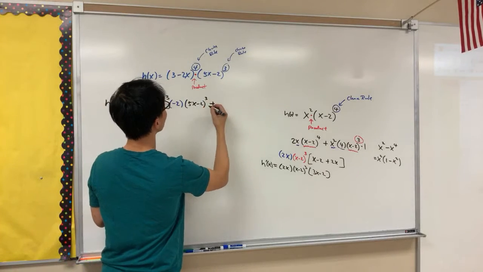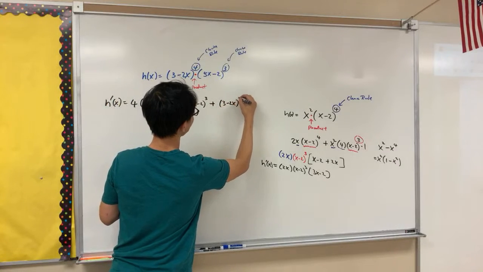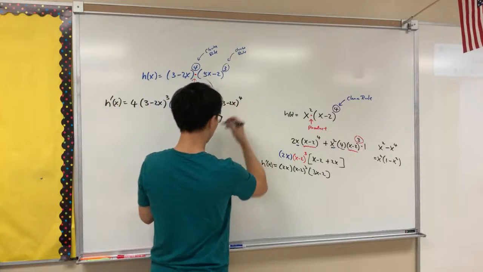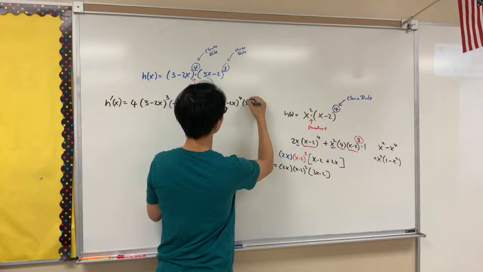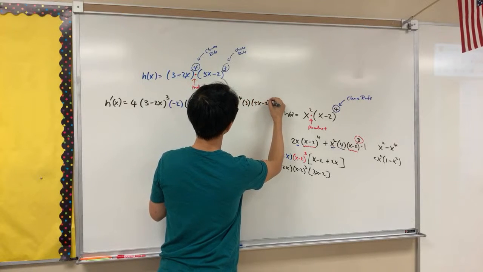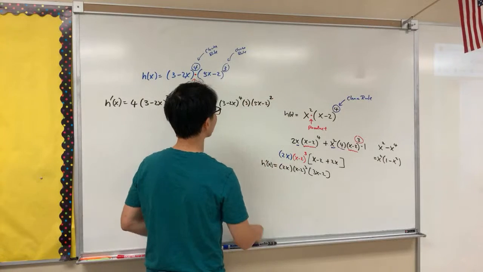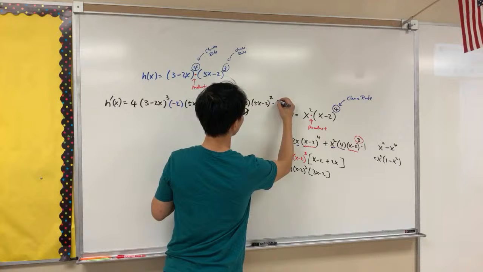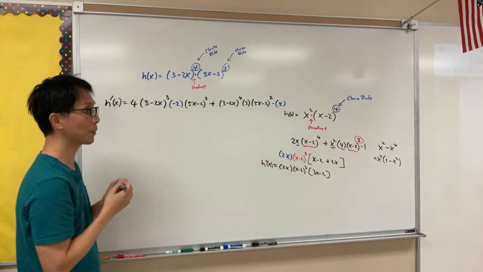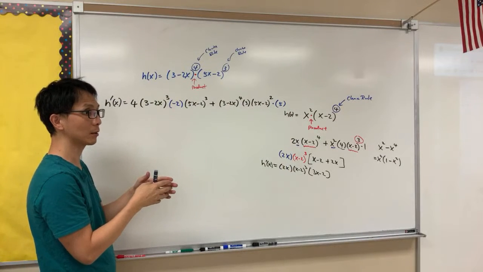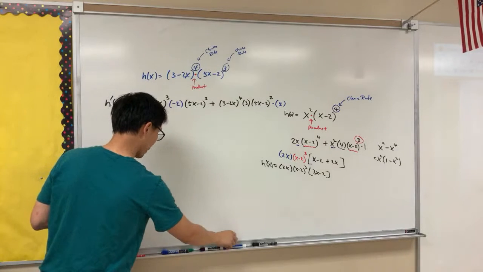Plus. Now I'm going to leave this one alone, so it's going to be (3 minus 2x) to the fourth power. What else? 3 times (5x minus 2) to the what? Second. And then times 5. And you know what people usually forget? That negative 2 and that 5, that's what people forget. Don't forget the derivative of the inside. I'm going to repeat that over and over again, so make sure you don't make that mistake.